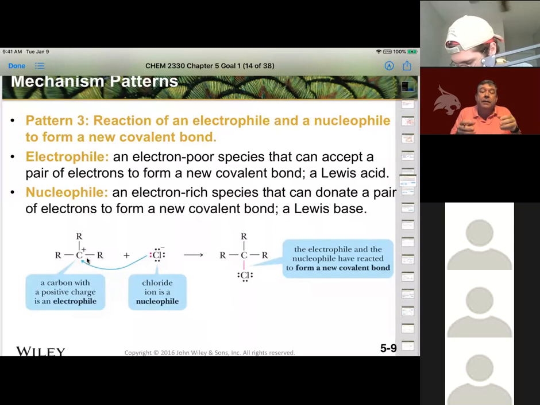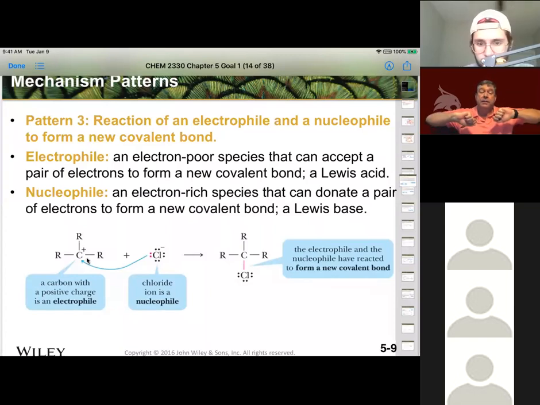Which means it has either a positive charge or a partial positive charge. And when you have that, you are, by definition, a Lewis acid. You are willing to accept a pair of electrons. So electrophiles are Lewis acids. They're willing to accept that pair of electrons.